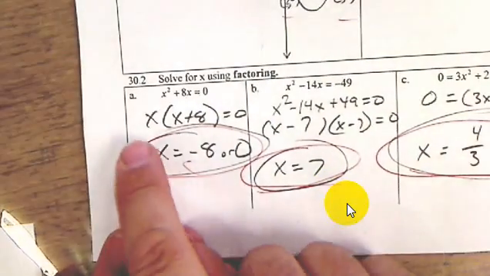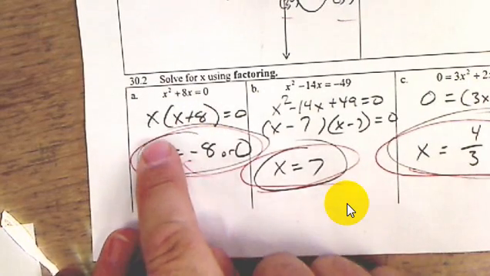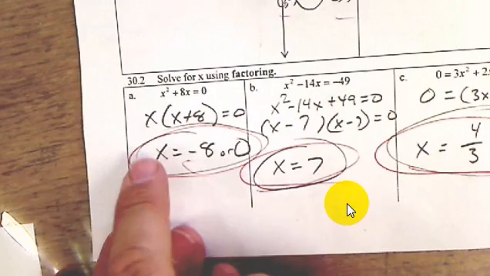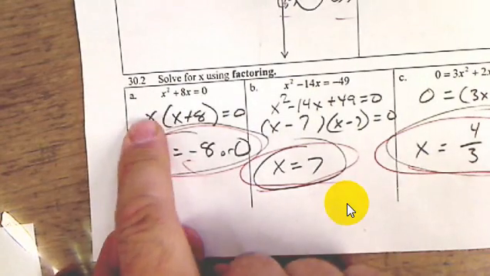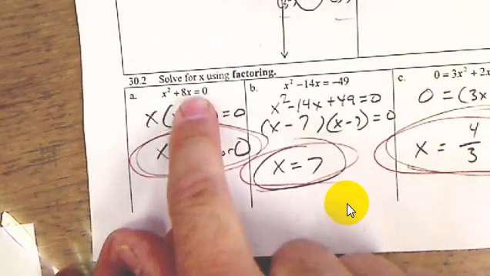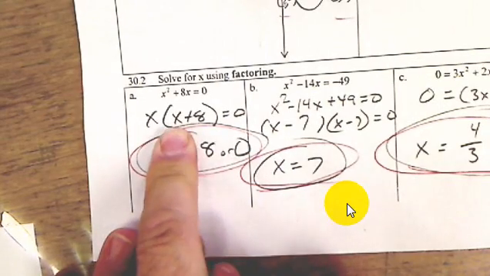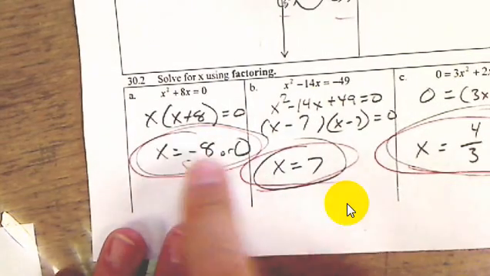Solving for x. Factored. Zero product property tells me one of these two guys has to be 0. So x is 0, or if x is -8, then that would be 0, so -8 also works.